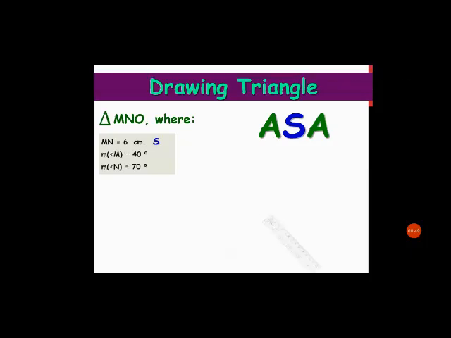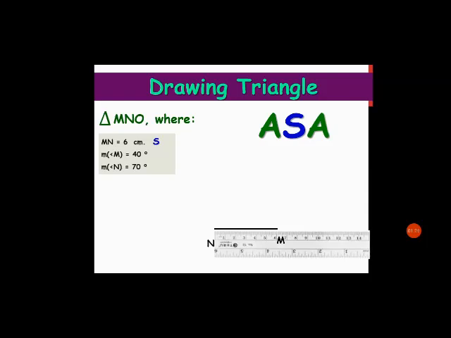So in order to draw this triangle, first of all, I draw the side first. I begin by drawing the side because I cannot draw the angle, because the angle, by the way, is formed from the intersection of two sides. So I have to begin with the side first and then draw MN. You can write MN from right to left or from left to right. It does not matter. What matters the most is that M should correspond to the 40. So make sure that the angle you draw corresponds to the right letter.